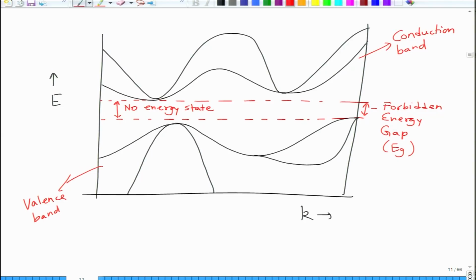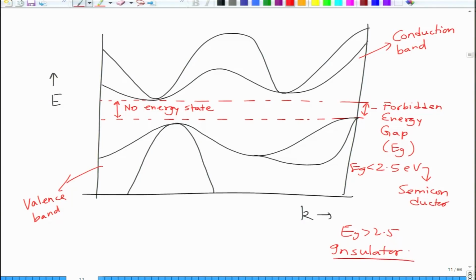And depending upon the magnitude of this gap, a material is semiconducting or insulating. If this energy gap Eg is up to roughly 2.5 eV, then we call it a semiconductor, and if Eg is greater than 2.5 eV, we call it an insulator. And metals do not have a band gap. Okay, so metals do not have a band gap.